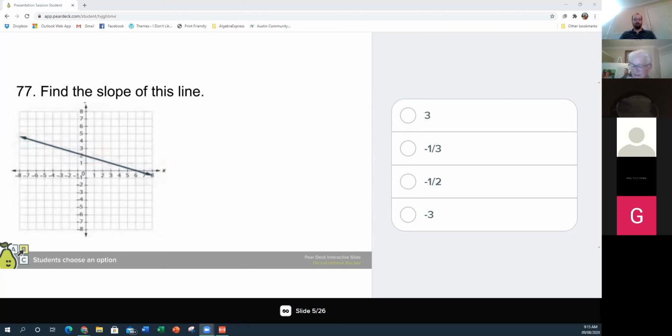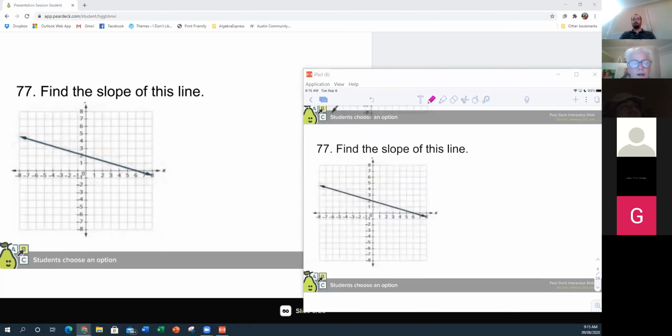Let's see how many people got that. Yeah, every single person that's on here got that. Great, that's great. So -1/3 here, again, pick up the y-intercept if you can, and then we would go down 1 and to the right 3. And it's rise over run. So it would be -1/3. Excellent.